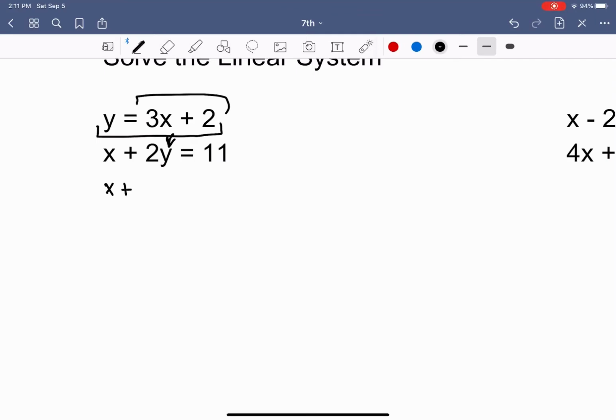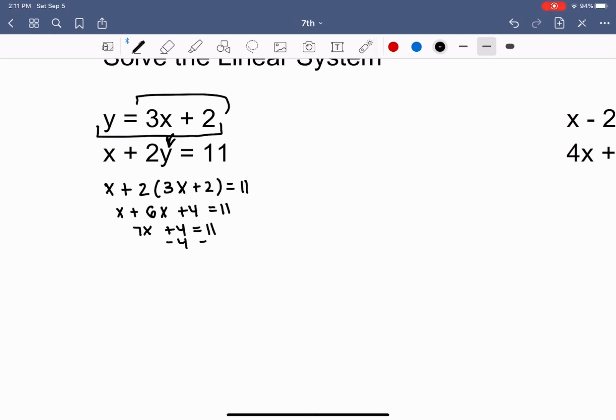x plus 2 multiplied by 3x plus 2, and it equals 11. Now you just have to solve this equation and combine your like terms: 7x plus 4.